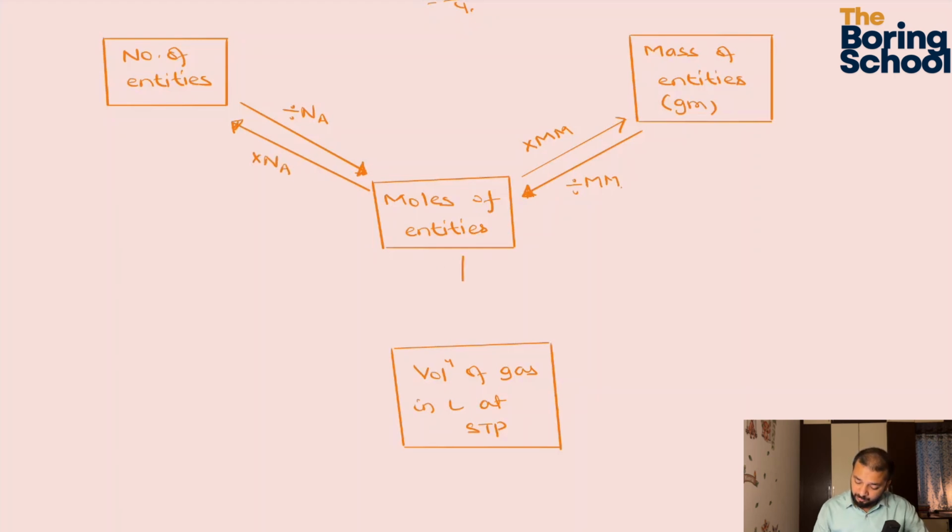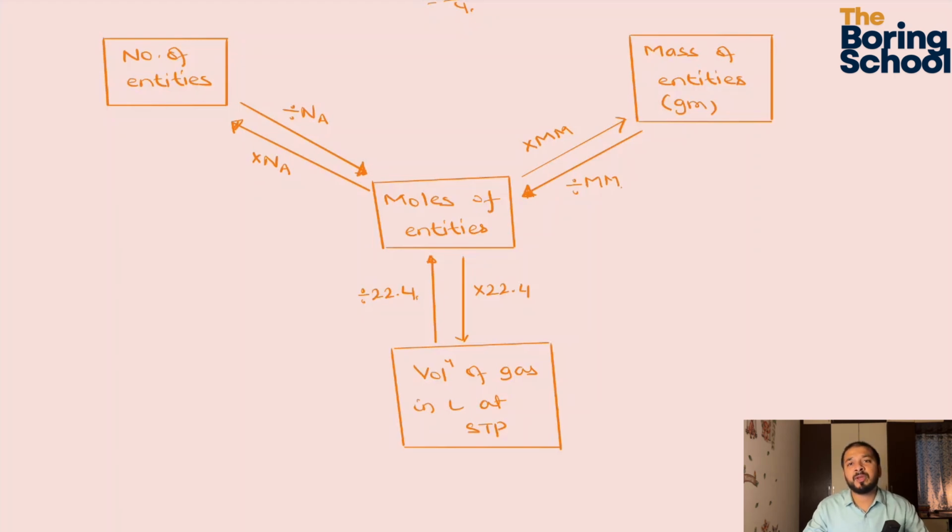Same way, from moles of entities, how can we find volume of entities? So it is into 22.4. And from volume of entities, if you want to find moles of entities, that will be divided by 22.4. So these are the ways by which we can convert mole to number of entities, weight of entities and volume of gas at STP. Now what type of question will they ask?